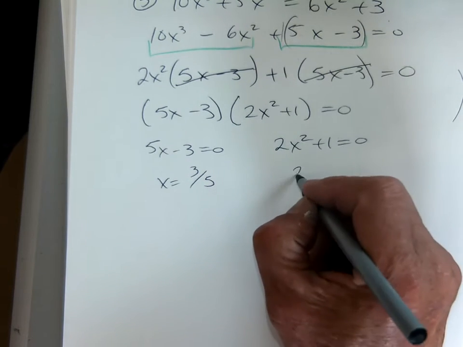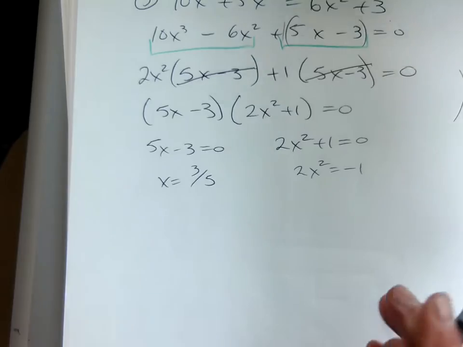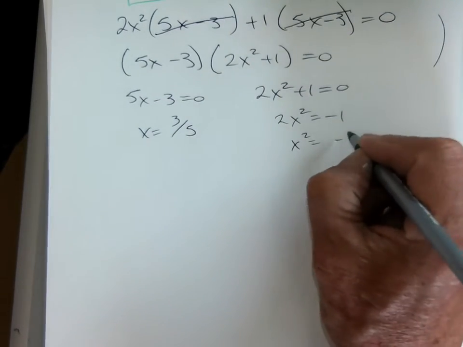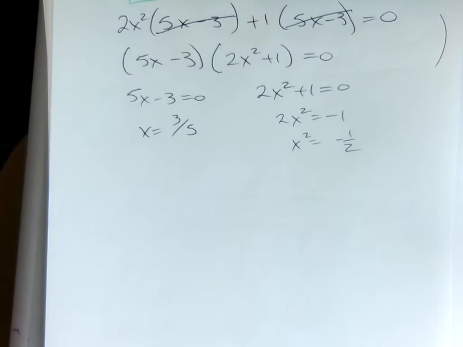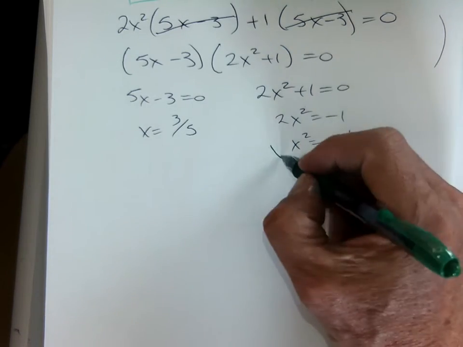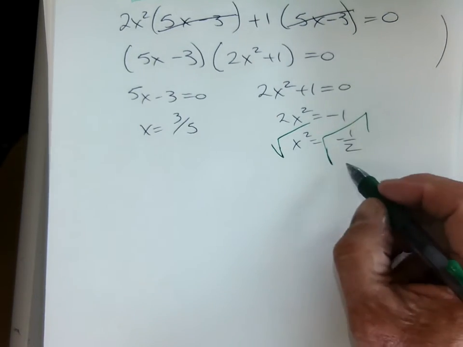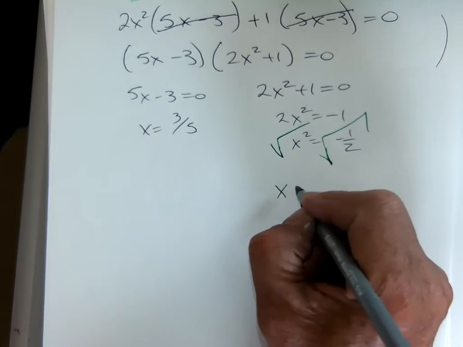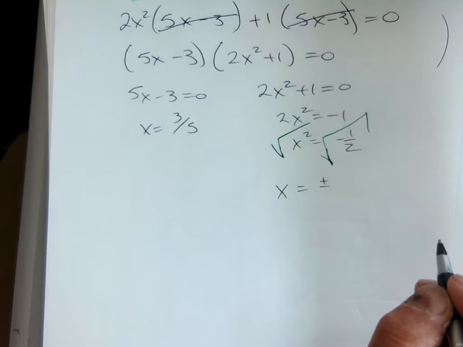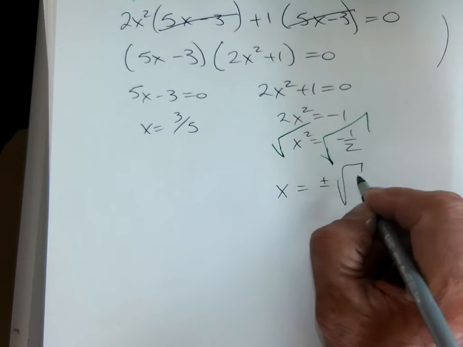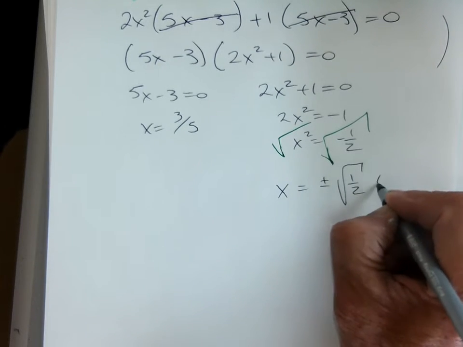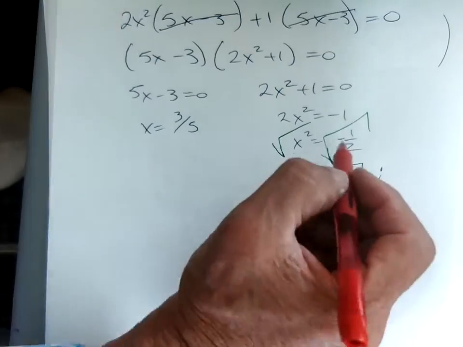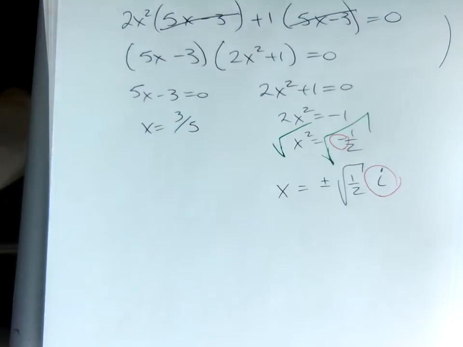Minus 1, 2x squared equals negative 1. Divide by 2, I get negative 1/2. Square root, I get x equals plus or minus the square root of 1/2 i. And I think you know where I'm getting the i from. The i comes from right here. Right, do we agree with that?